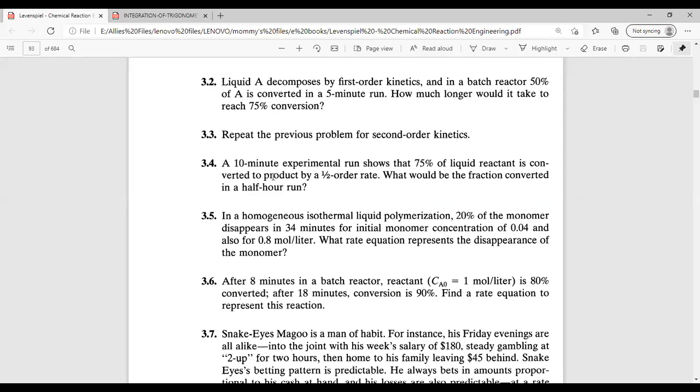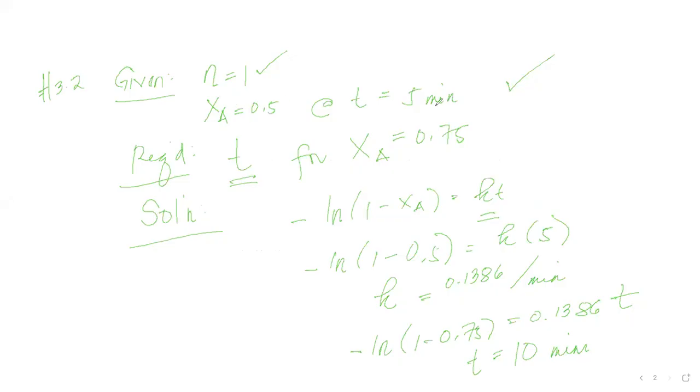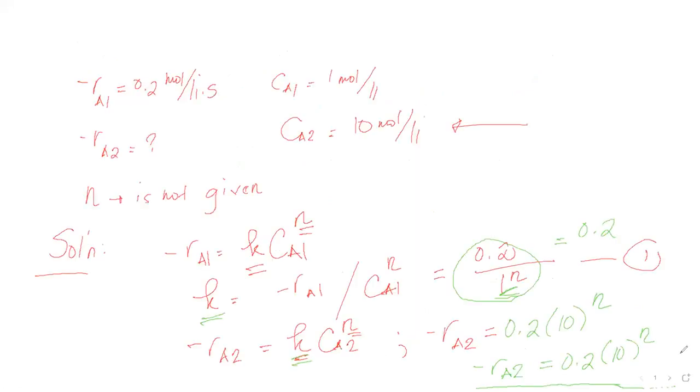So we go now to the second: repeat the previous problem for second order kinetics. For second order kinetics, same information, but this time n is equal to 2. You have XA being equal to 0.5 at t equal to, what's the time there? 5 minutes.